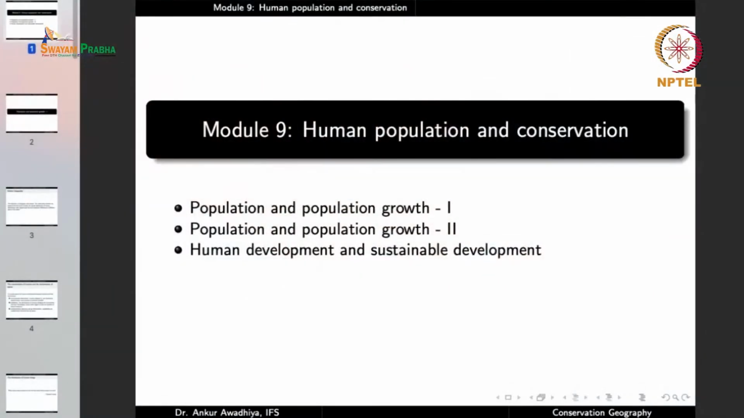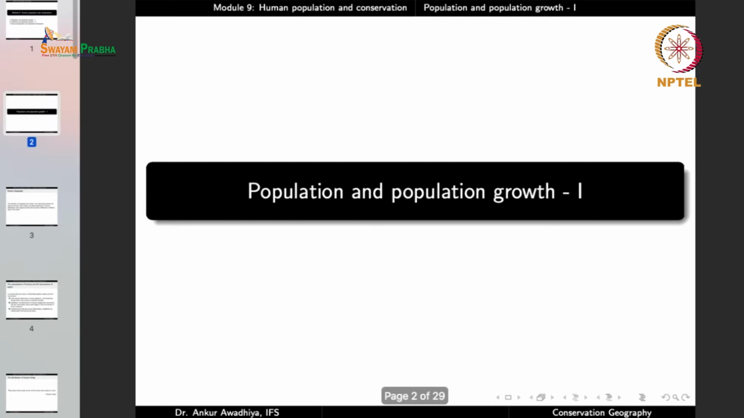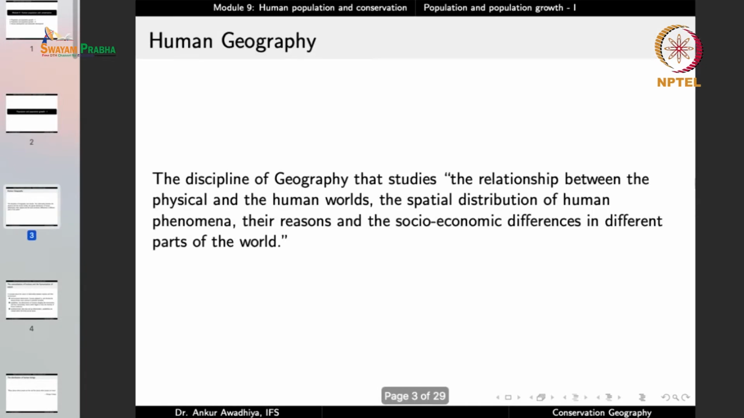Namaste. Today we begin a new module which is Human Population and Conservation. This module will have 3 lectures: Population and Population Growth Part 1 and 2 and Human Development and Sustainable Development. So let us now begin with Population and Population Growth.